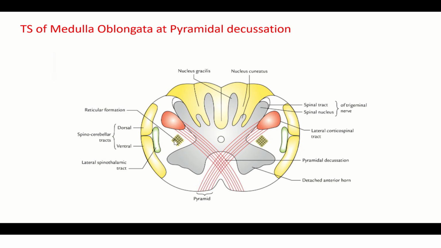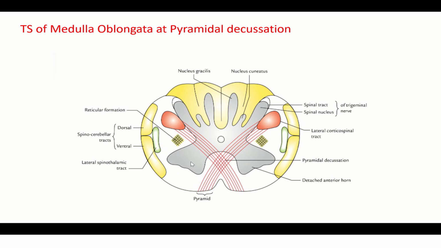Then you can see this is the reticular formation, this is the lateral spinothalamic tract, and these are the dorsal and ventral spinocerebellar tracts. Now if you see the gray matter, we are seeing the nucleus gracilis, nucleus cuneatus, and spinal nucleus of the trigeminal nerve. And in the white matter, this is the fasciculus gracilis and fasciculus cuneatus. You can see here the spinal tract, the spinocerebellar and lateral spinothalamic tracts. And you can see the detached anterior horn of the gray matter.